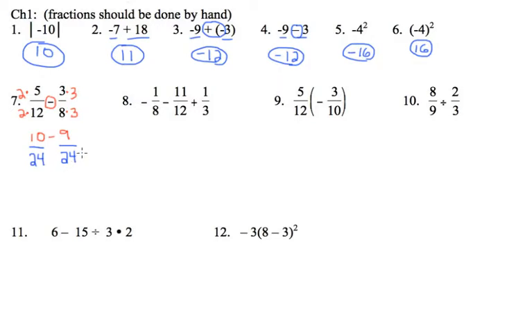So I have 10/24 minus 9/24. When you add and subtract, you do the tops only. So my answer will be 1/24, and that doesn't reduce, so that's my final answer.